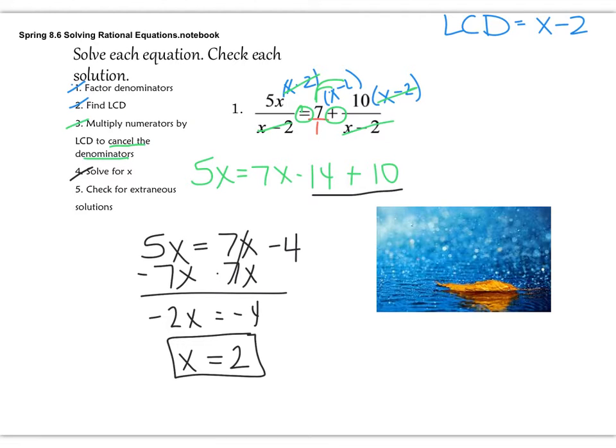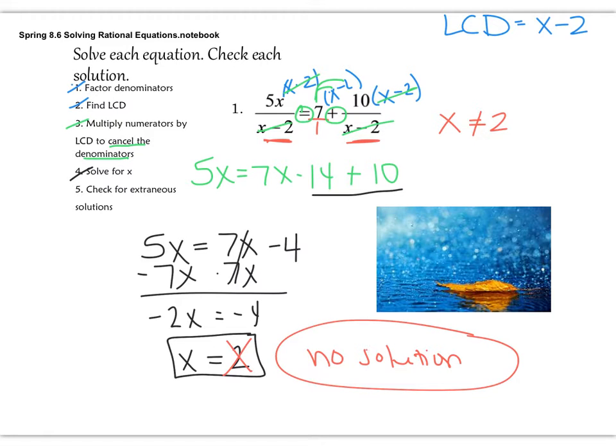And then checking for extraneous solutions. Don't forget this last step. Looking back at your denominators, you would have gotten x cannot be 2. But I got x equals 2 for an answer. No, which means this problem actually has no solution. No solution because the answer I got was in fact one of my restrictions.